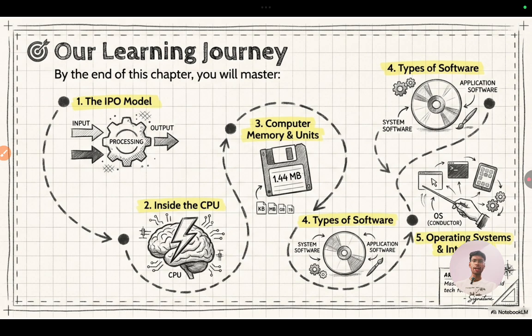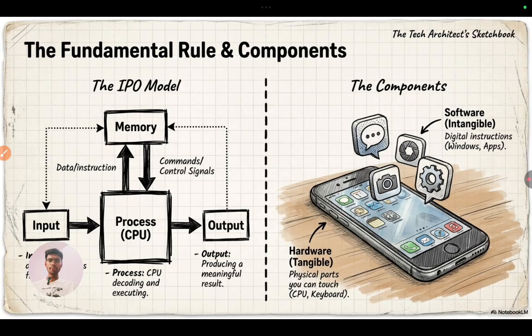We'll be learning about the IPO model in this chapter, the input, process and output model, what goes on inside the CPU, what the different types of computer memory are, and some units that are there. For types of software, we'll learn about system software, utility software, application software, other types of software, the operating system, and different types of interfaces, RAM, ROM, and other things in this chapter, and this is a better start for computer science. So we'll be seeing a few things here.